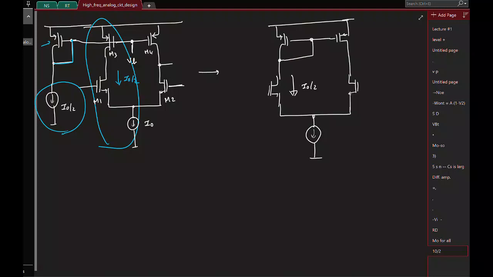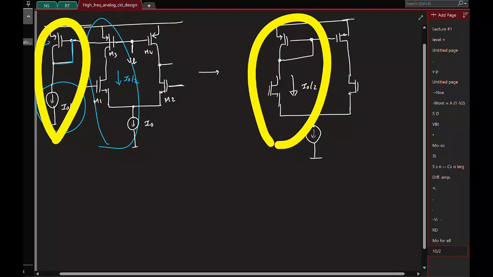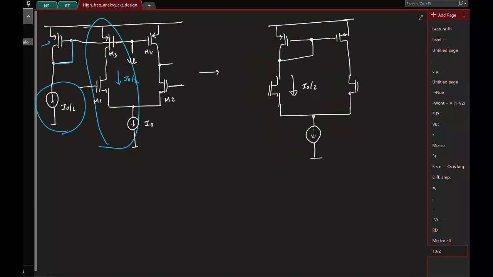Is that okay? Because basically this branch here and this branch are the same. I don't need to have a separate copy. I can do this hack and obtain the required voltage. Okay. So this is, again, let me label the transistors M1, M2, M3, M4. The current is I0.